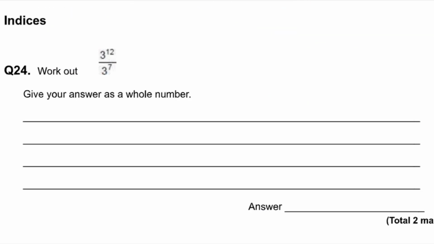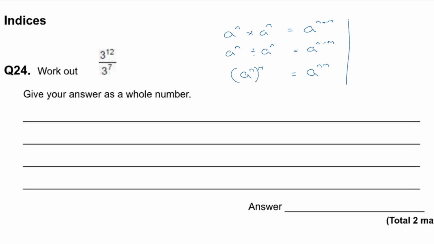Next up, we're looking at indices. So you need to know all your laws of indices here, don't you? So if you've got two numbers with the same base multiplied together, we add the indices. If you've got two numbers with the same base that we're dividing, we subtract the indices. If you've got a number and then you raise it to another power like this, an index of an index, you multiply those indices together. Okay, they're the three main rules.